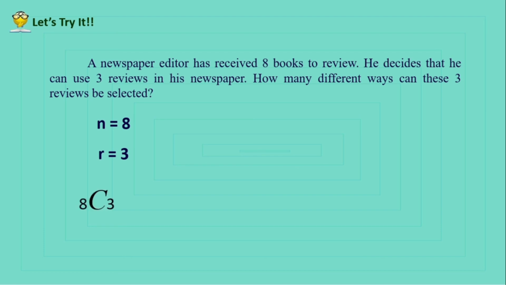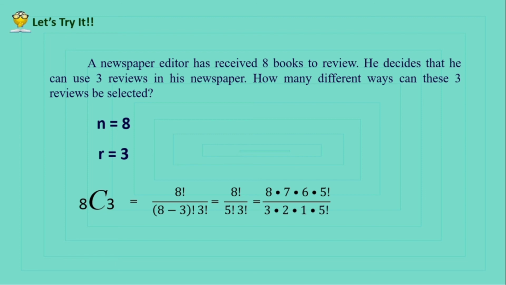Therefore, 8 combined 3 is equal to 8 factorial divided by the quantity of 8 minus 3 factorial, 3 factorial, which is equal to 8 factorial divided by 5 factorial, 3 factorial, which is equal to 8 times 7 times 6 times 5 factorial divided by 3 times 2 times 1 times 5 factorial. Cancel out the 5 factorials, and that is 56. Therefore, there are 56 possible ways to review 3 books out of 8 books.